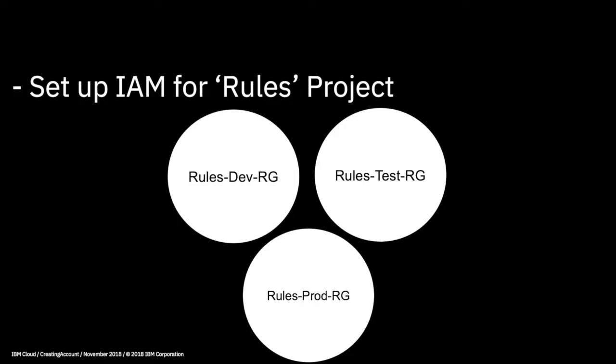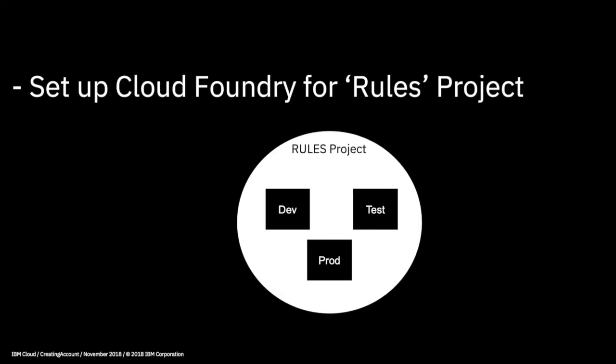Whilst I'm putting in my credit card details, just to remind you, we're going to be setting up some IAM resource groups for the rules project. We're going to have 3 different resource groups: a rules dev resource group, a rules test resource group, and a rules prod resource group. And on the Cloud Foundry side, we're just going to have the one Cloud Foundry organisation called rules, and within that we need to have 3 spaces, one called dev, one called test, and one called prod.